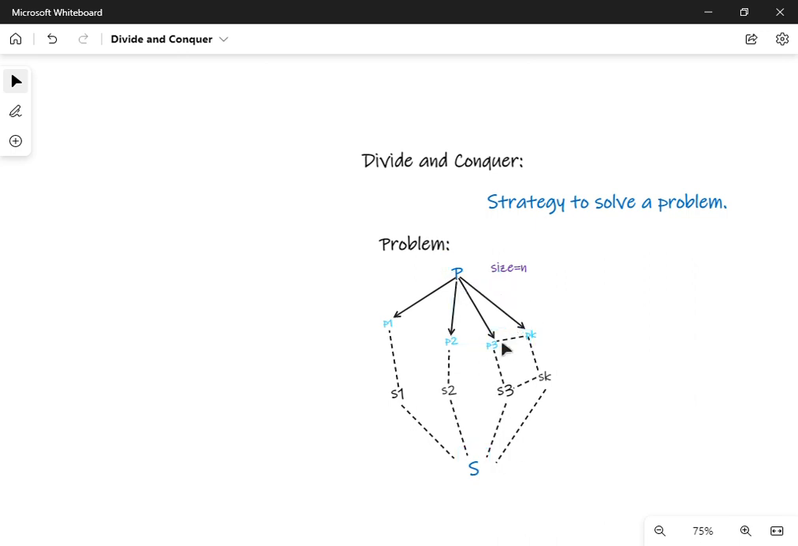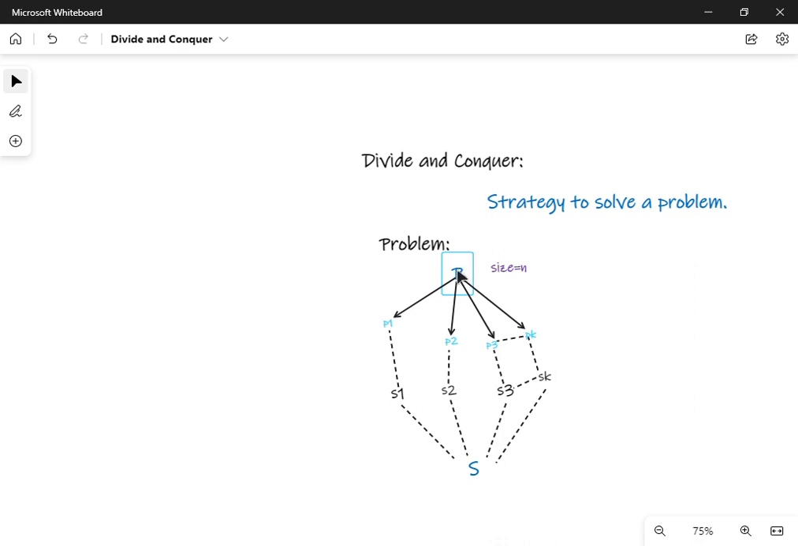Let me repeat this again. Let's suppose the size of our problem P is big, very large. We break it into pieces P1, P2, P3 and so on up to Pk. These are the subproblems. Then we solve them one by one. Then we have the solutions S1, S2, S3 and so on up to Sk. Then we combine all these solutions and we have the solution for the main problem.